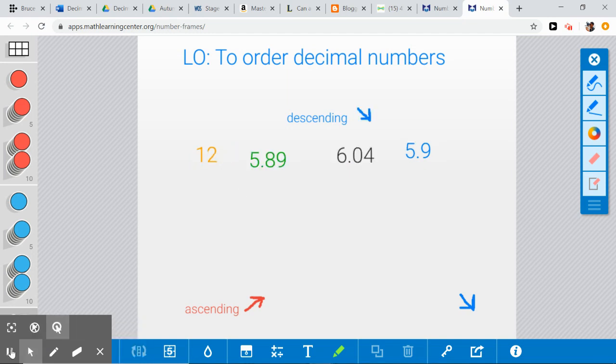Let's do one more. So the numbers have changed now, and what I'd like you to do is put these in descending order. So I want you to pause the video and have a go at putting them in descending order. When you've got the answer, I want you to press play again and then see if you're correct.